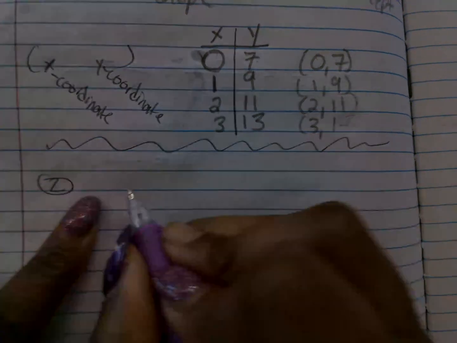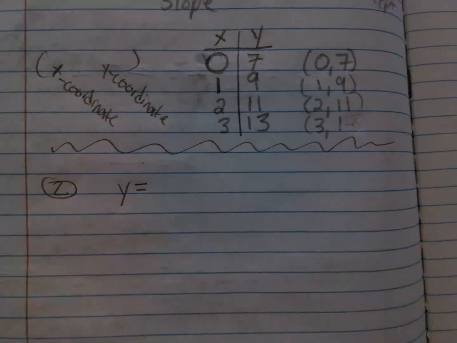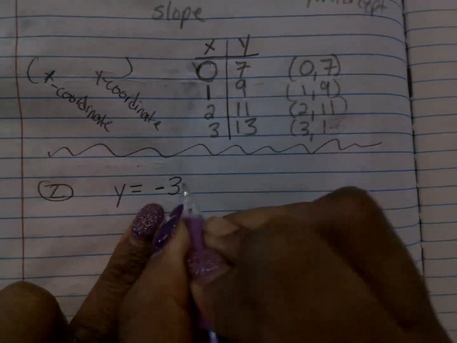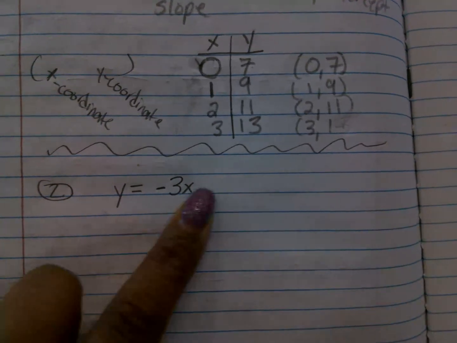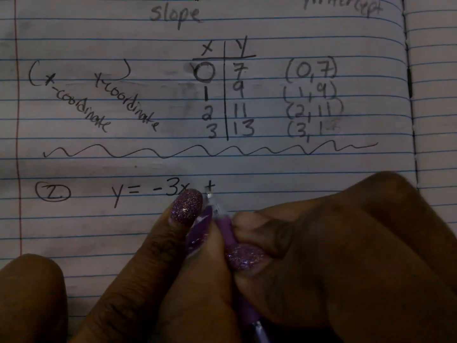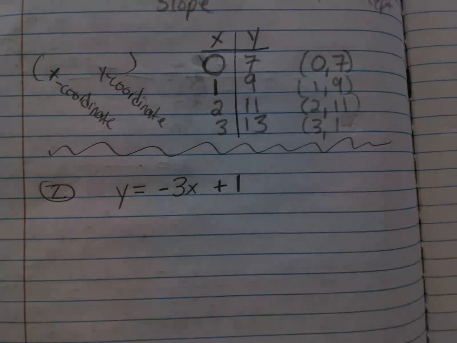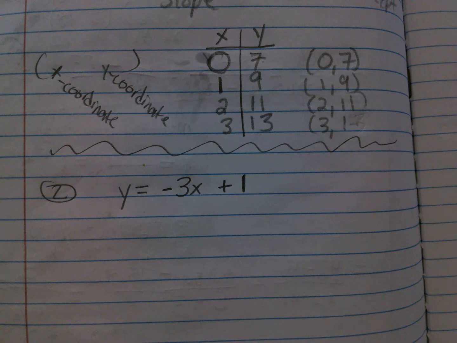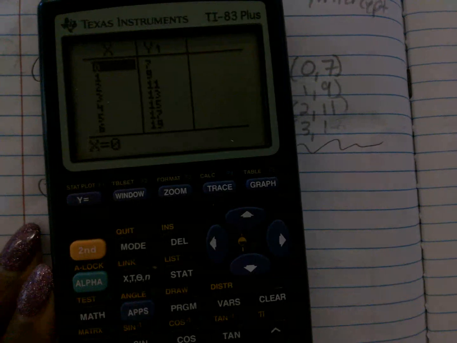Okay. We got y is equal to negative 3x. Let's still keep this positive. Let's make this a positive 1. We're going to graph it to see if it's linear, if it forms a straight line. I know it's linear by looking at it because it's in slope intercept form, but I need you to see it.